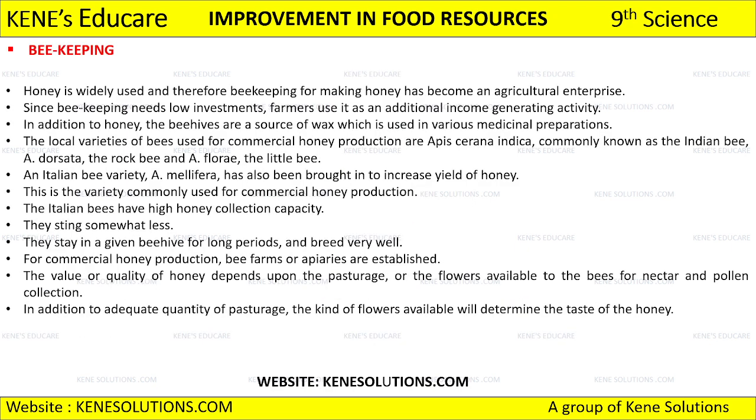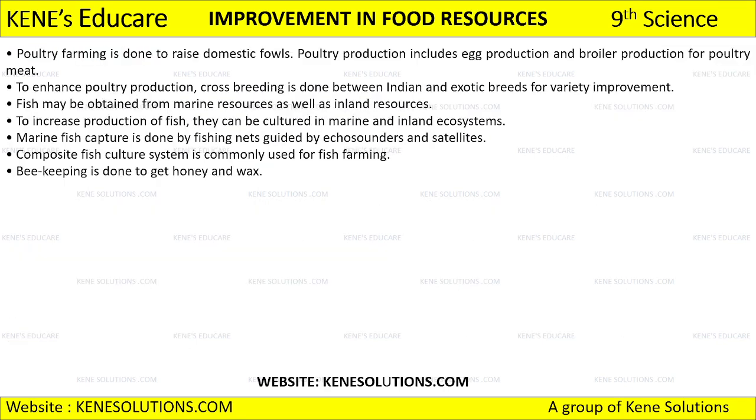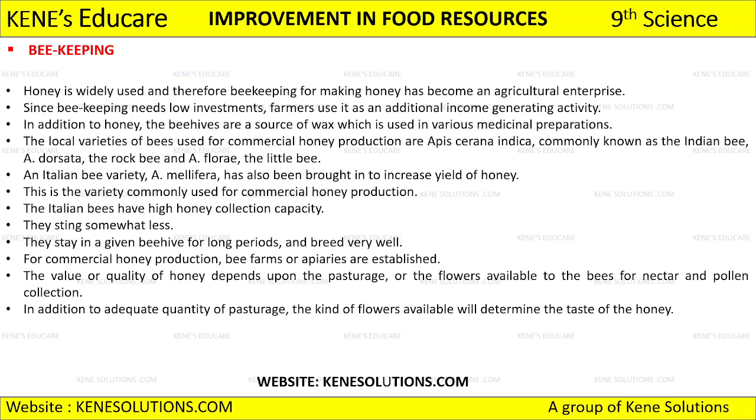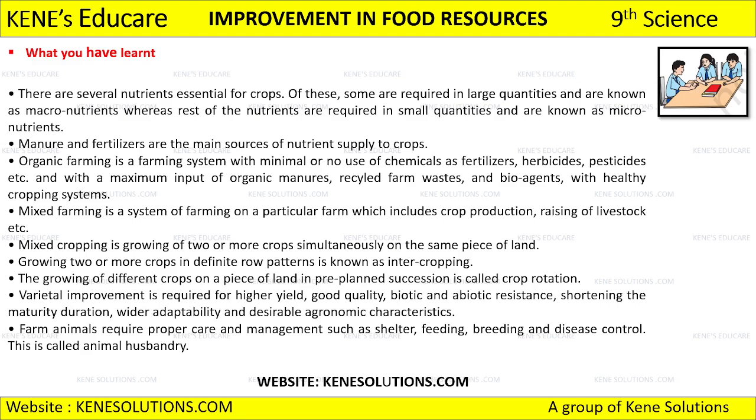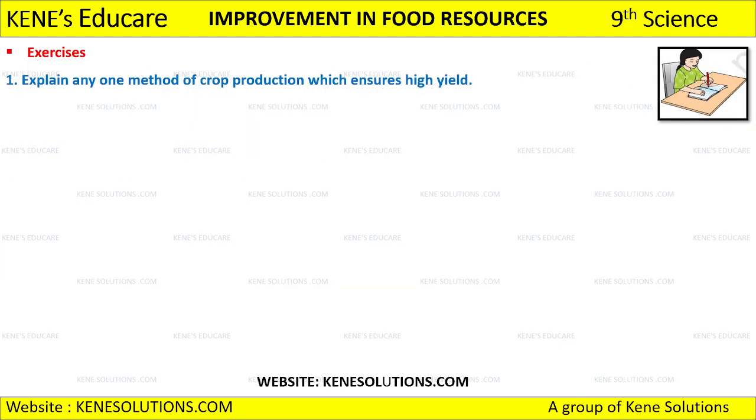After this, we have beekeeping, which is left. I will be starting with beekeeping, then what you have learned, and lastly we have exercise questions to discuss. I'll be doing that in the next part, but make sure that whatever we discussed today, you are clear with it. We are just left with one small part, beekeeping. Then we have the summary part, and lastly the 9 exercise questions that we will be discussing. Please go through the questions quickly.